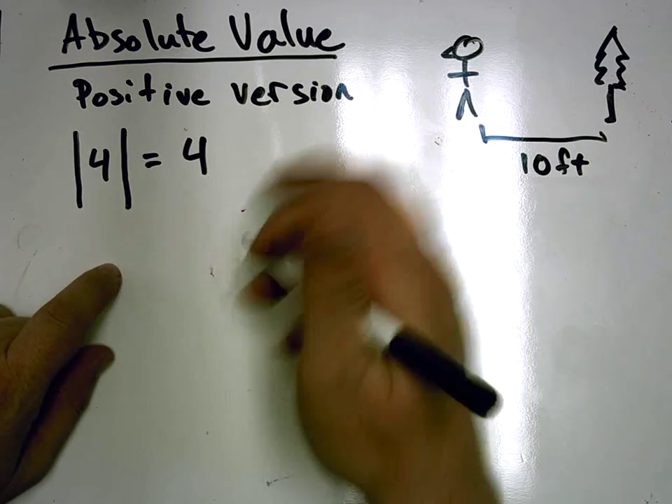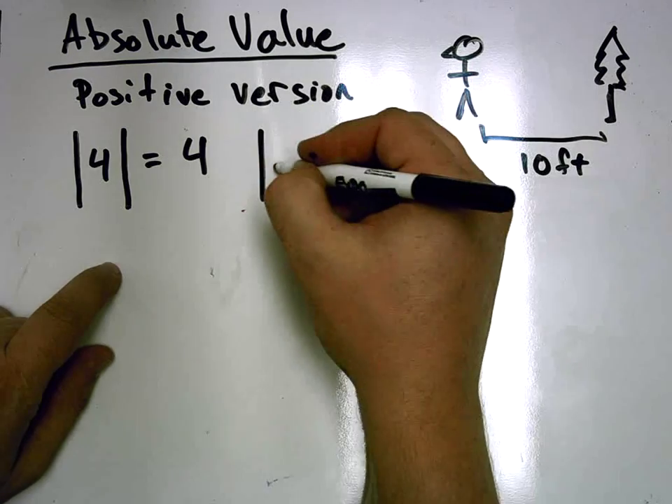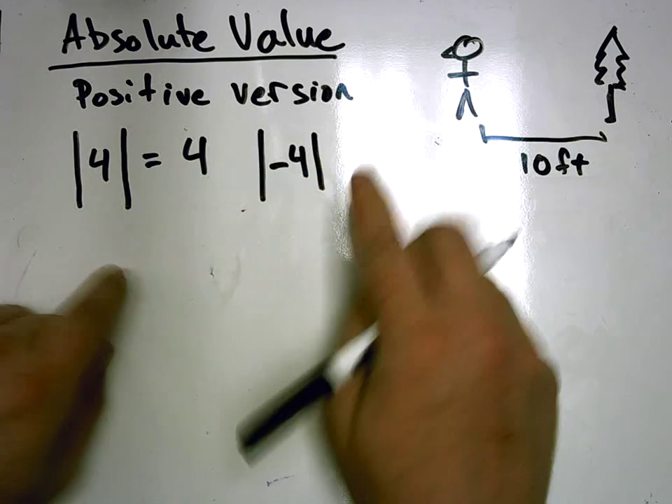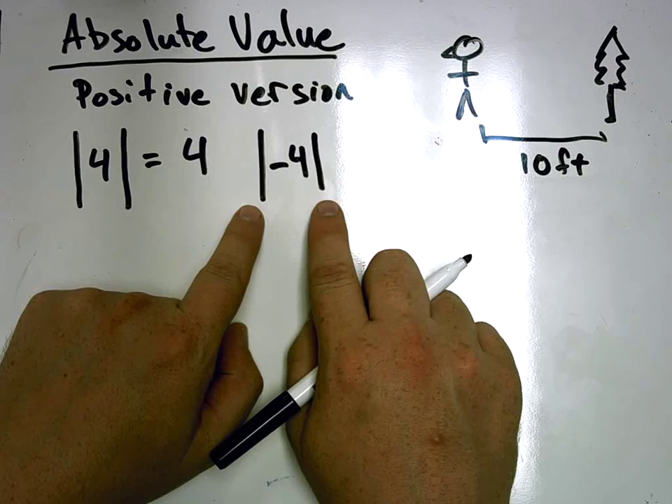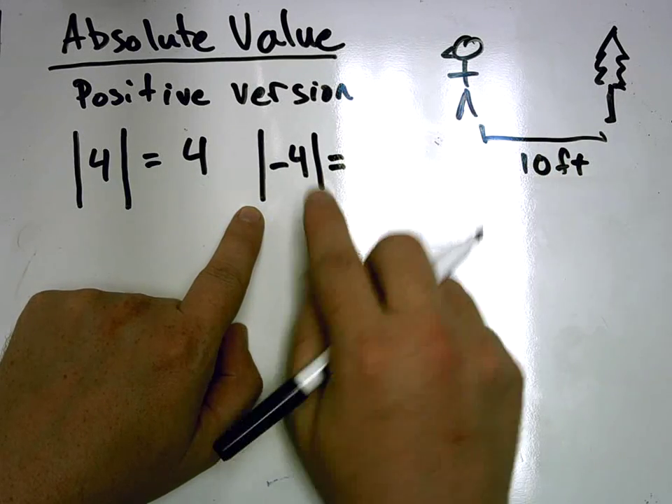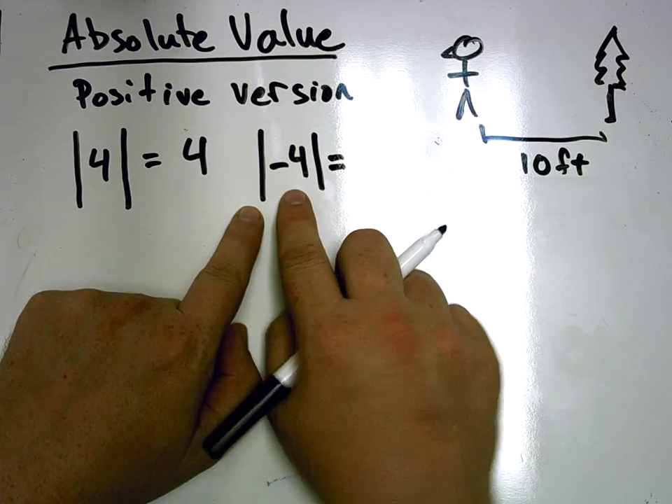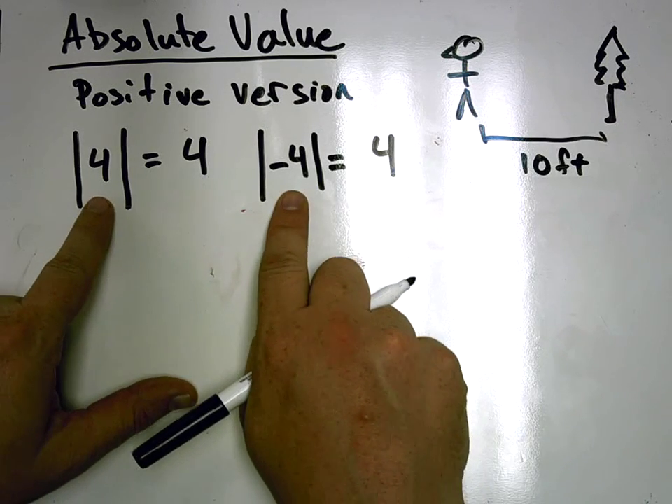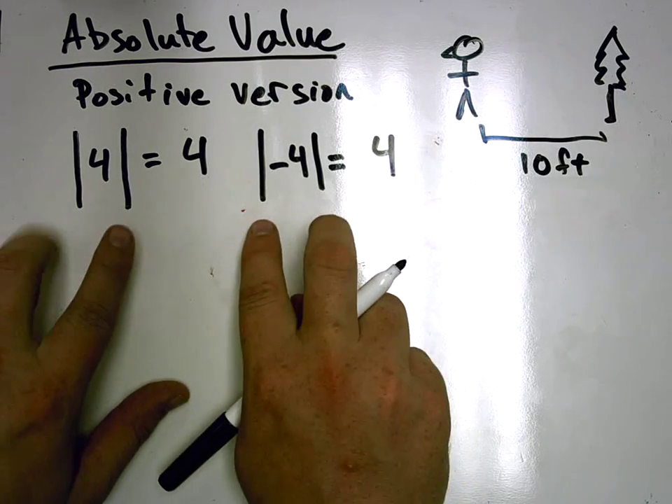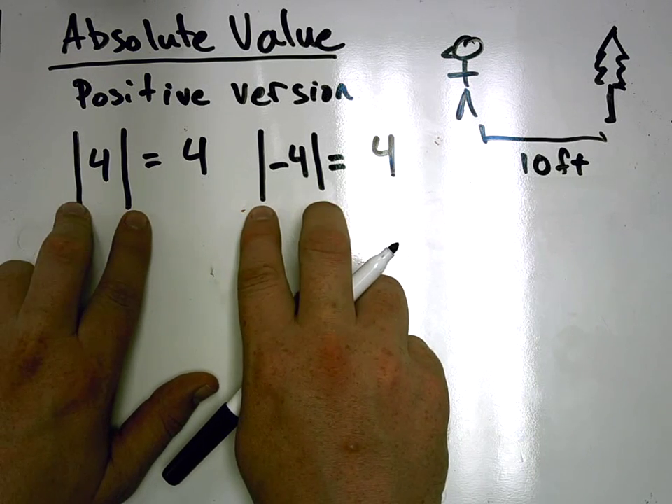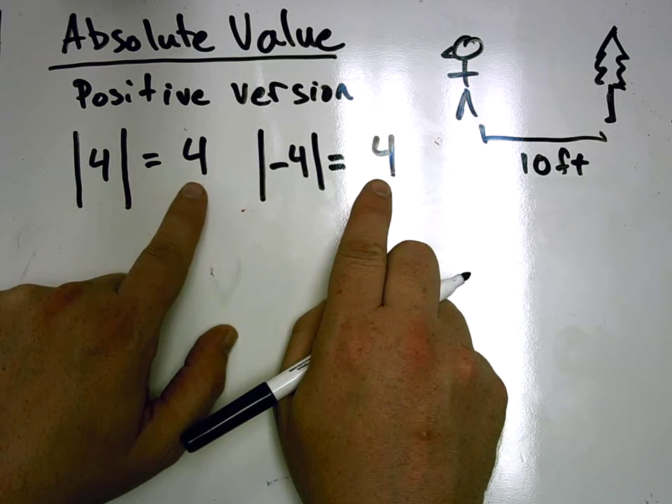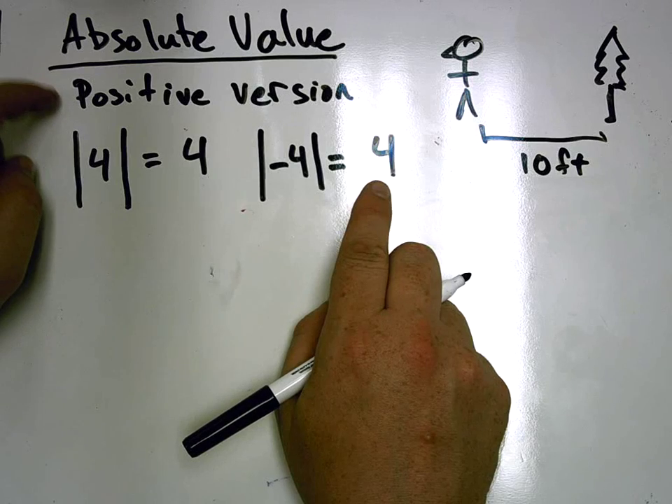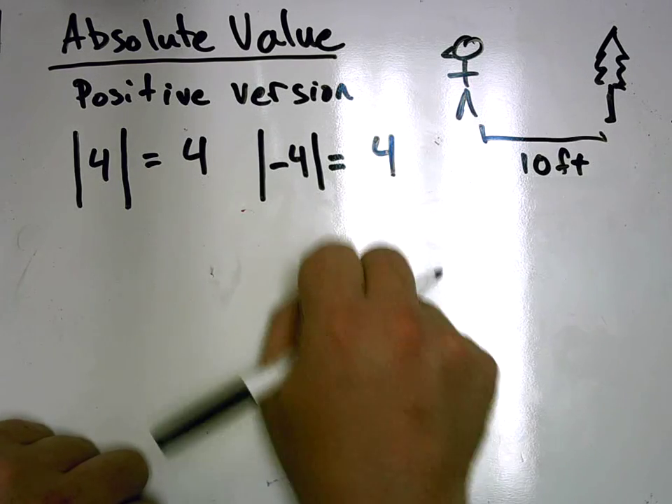Right. The absolute value bars for negative 4, absolute value bars, take whatever's inside, make it positive. So even though they start out as 2 completely different numbers, the absolute value bars say make it positive. That's all it's doing. It's trying to find the positive version of the number.